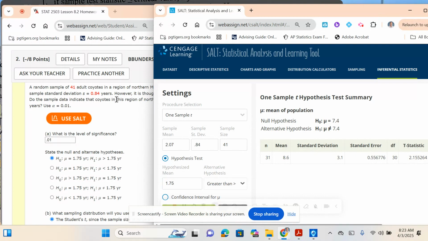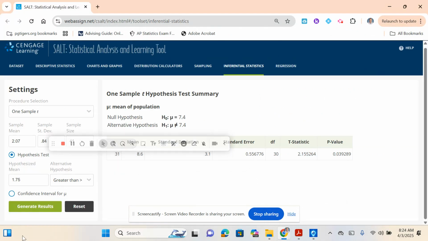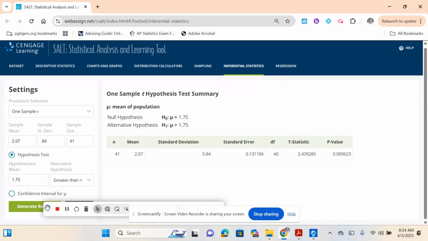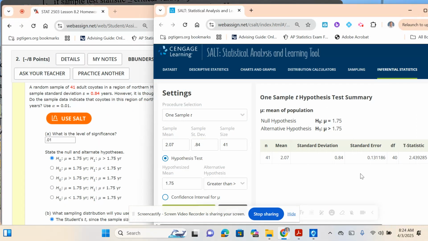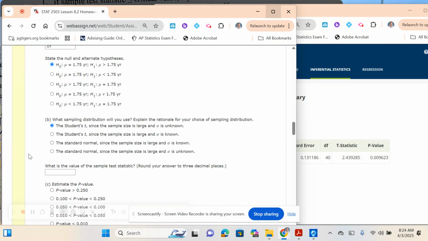So real quickly, my sample mean is 2.07. That's my X bar. Sample standard deviation is 0.84. Sample size 41. And then my hypothesized mean is 1.75, and then it's greater than, because I'm trying to prove it's greater than. And then from this point, I can generate results. So it will generate results for me. There's my test statistic. There's my p-value. So I'm going to use those. Test statistic, 3 decimal places, so 2.439. So that's my test statistic.